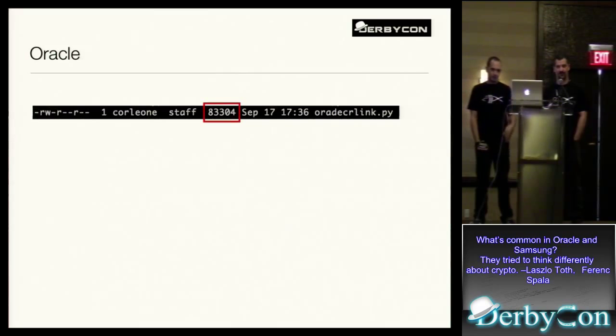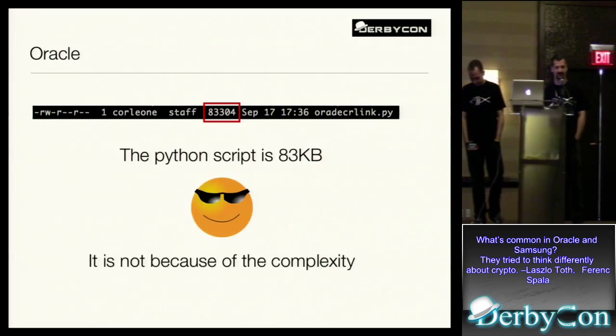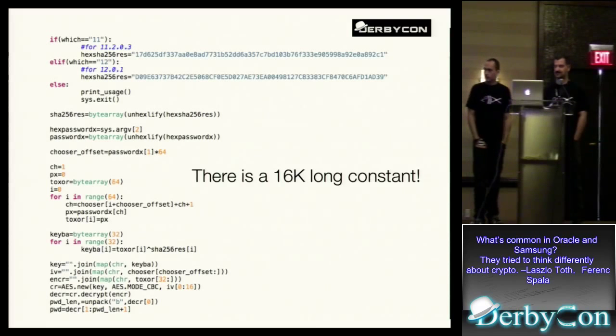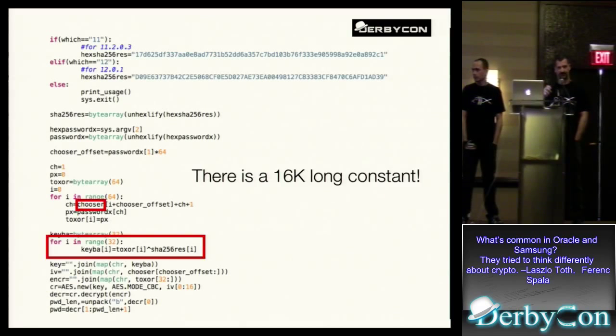The algorithm is so robust that the Python script itself is 83 kilobytes long. Okay, I'm joking, it's not so complex. It's not long because of complexity. The algorithm itself is fairly simple. It takes only one page, but there are 16K of constants in it. These constants are used to pick bytes from the long hex string. The picked bytes are XORed with another constant. It's not really a constant, but for now it is a constant.